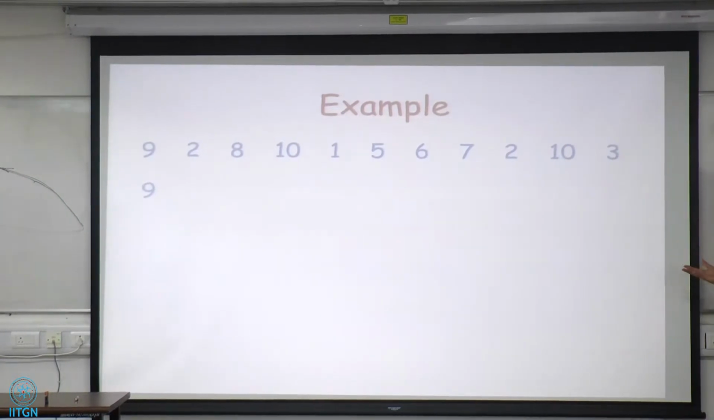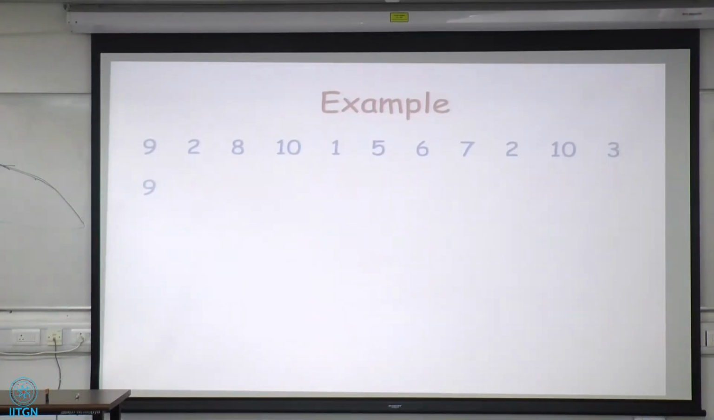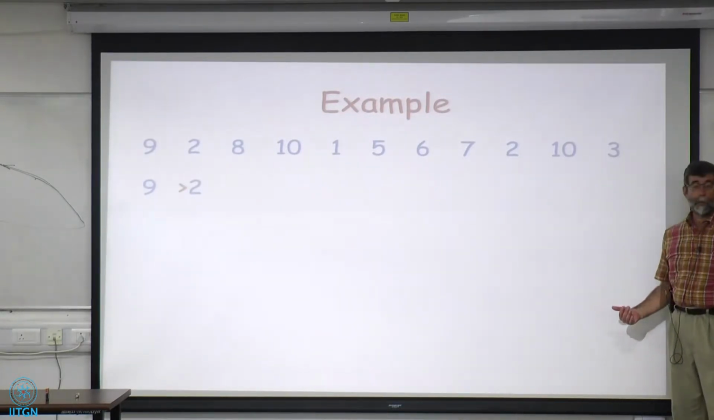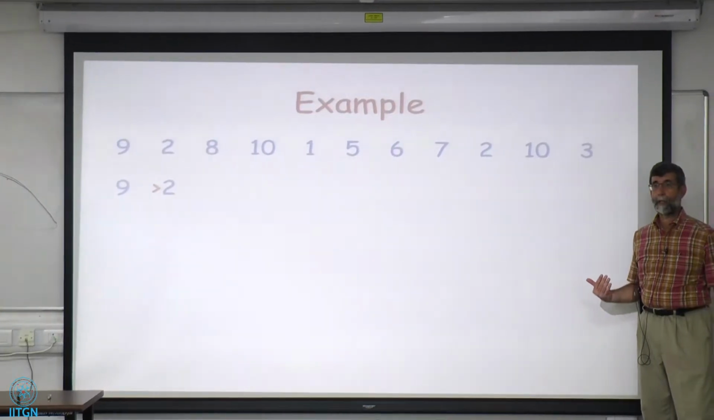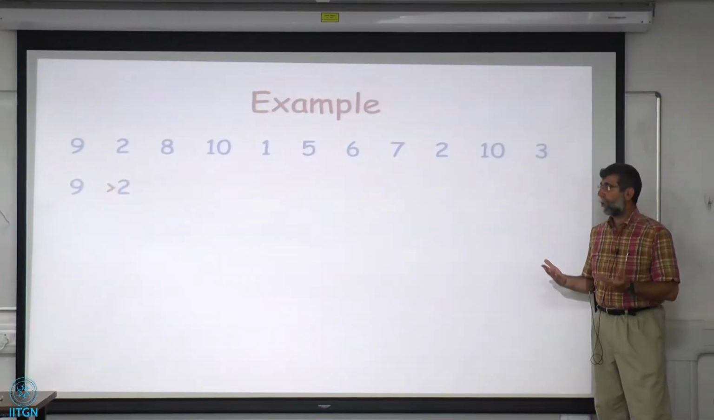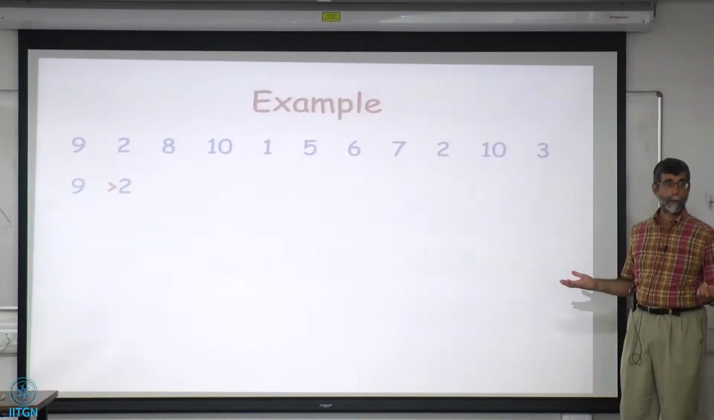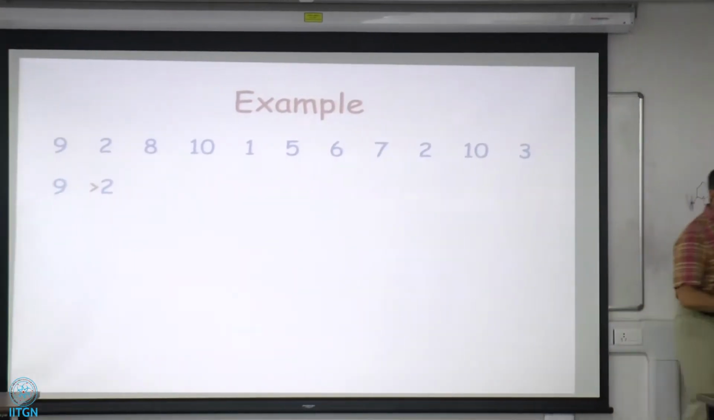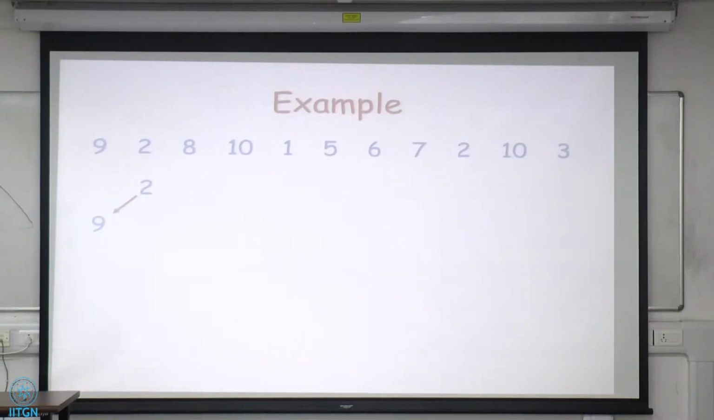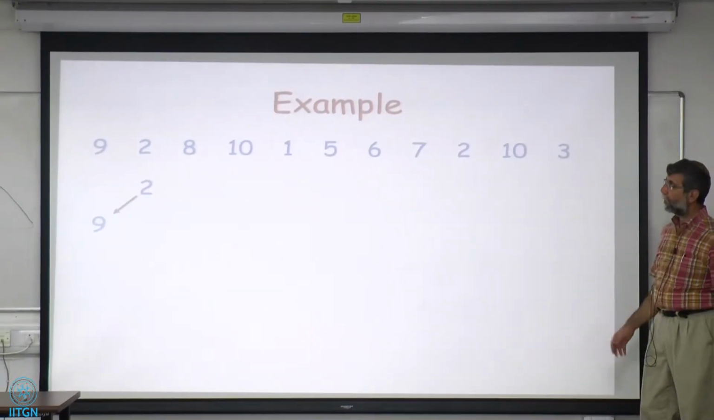So we start with 9. Obviously there's nothing else, so 9 is the Cartesian tree. Now we get a 2. And 2 is smaller than 9, but that's already the root, so 2 is smaller than the root. What did we say if 2 is smaller than the root? That we make 9 the left child of 2. Okay, very good.